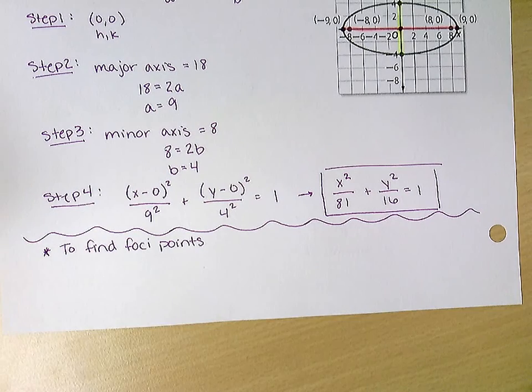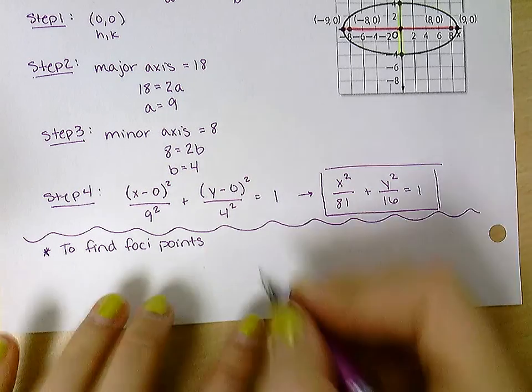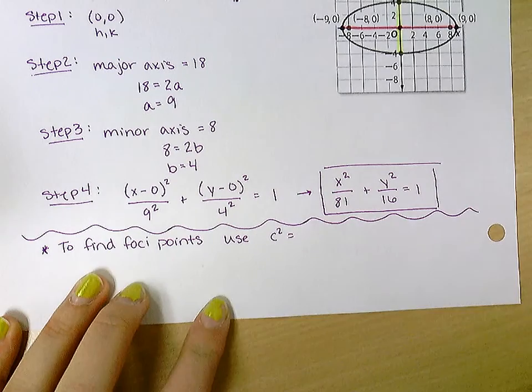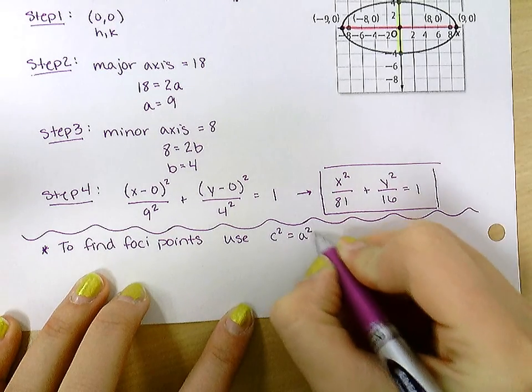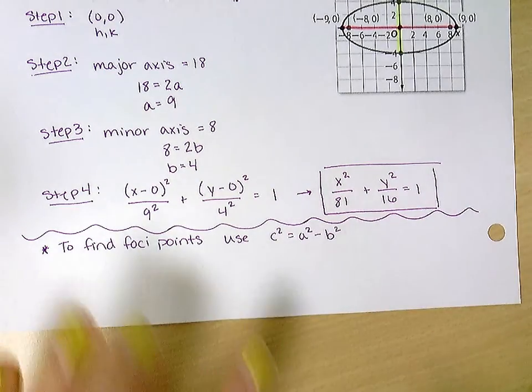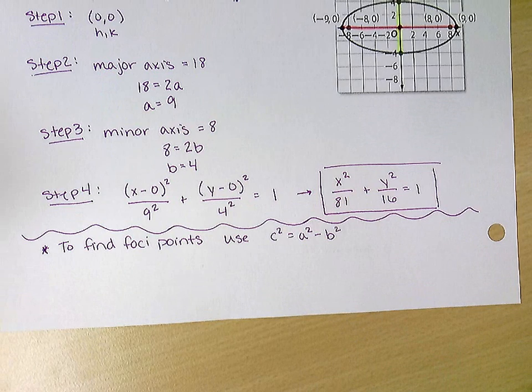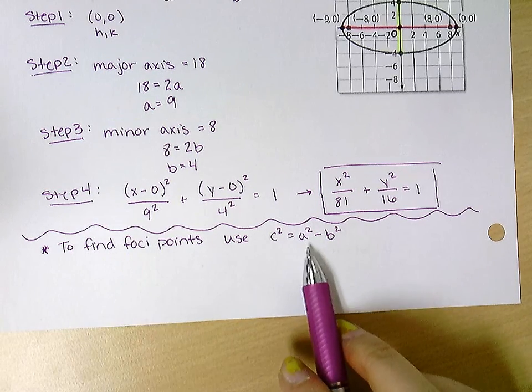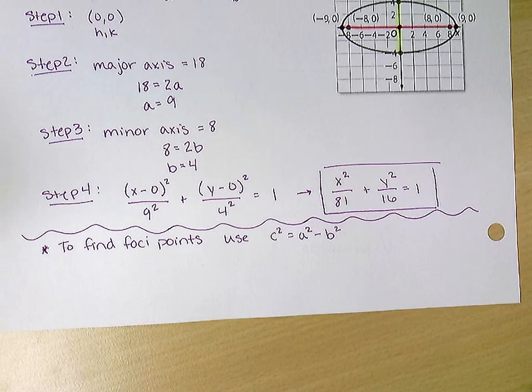Okay, so to find these foci points, because you will have to do that in your assignment, you have to use c squared is equal to a squared minus b squared. Guys, you have to do this in your assignment. You have to write this down in your notes.